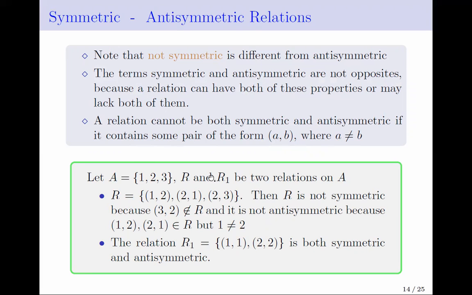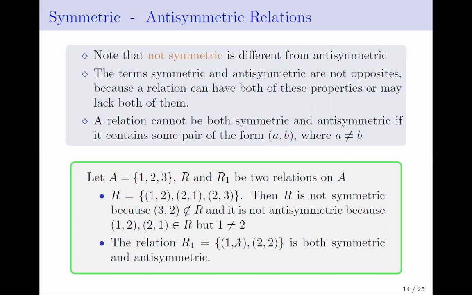Let A equal to {1, 2, 3}. R and R1 are two relations on A. R is defined as R equal to {(1, 2), (2, 1), (2, 3)}. Then R is not symmetric. Why? Because I have (1, 2) here and (2, 1) here, but (2, 3) is here while (3, 2) is not present in R. Therefore, R is not symmetric, and it is also not antisymmetric. Why? (1, 2) is here and (2, 1) is here, but 1 not equal to 2. Therefore it is not antisymmetric also. That is, R is neither symmetric nor antisymmetric.